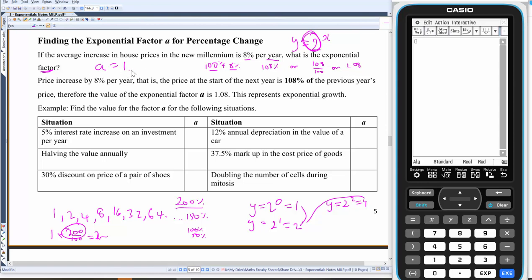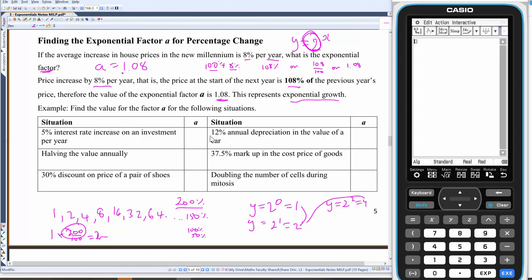And that's our exponential factor. That's our A value here, 1.08. 1 represents all of the previous year, and 0.08 represents 8% also of the previous year's value. So price increased by 8% per year, that is, the price at the start of the year is 108% of the previous year's price. Therefore, our A value is 1.08. And this is growth, which is what you want to have happen with your house, obviously. If you've bought a house, you want that A value to be greater than 1. You want it to appreciate or grow in value.